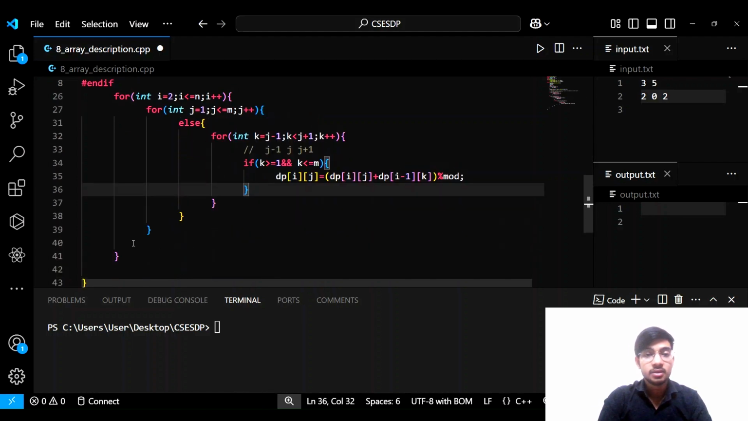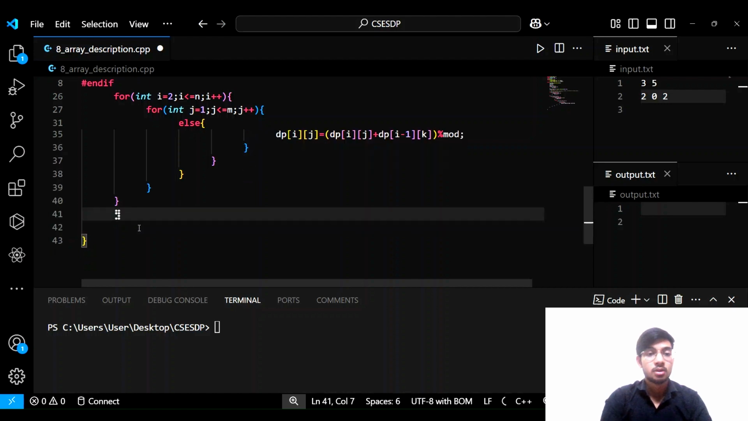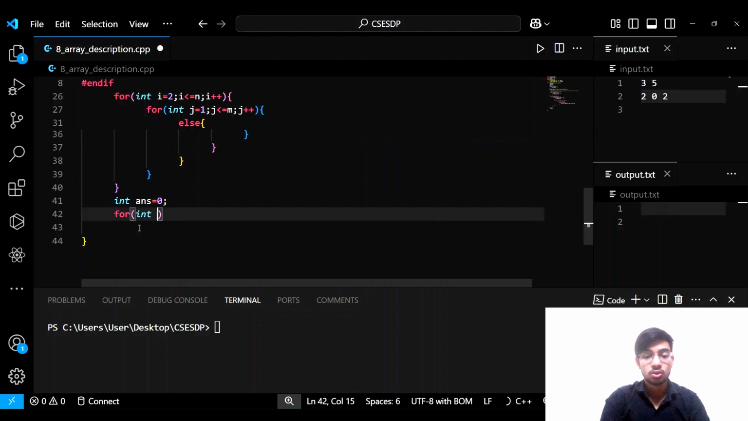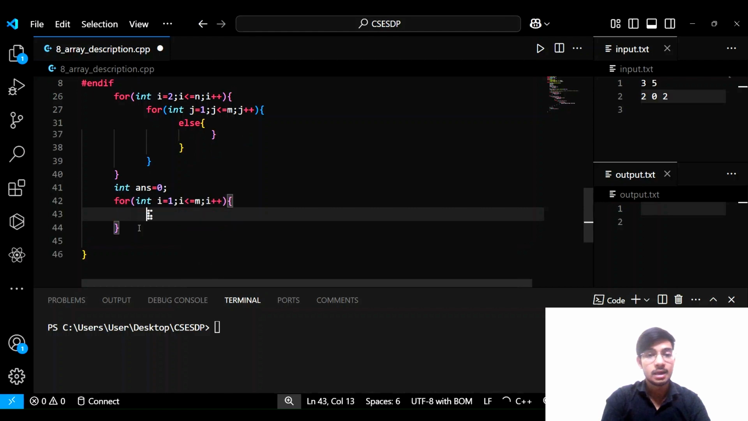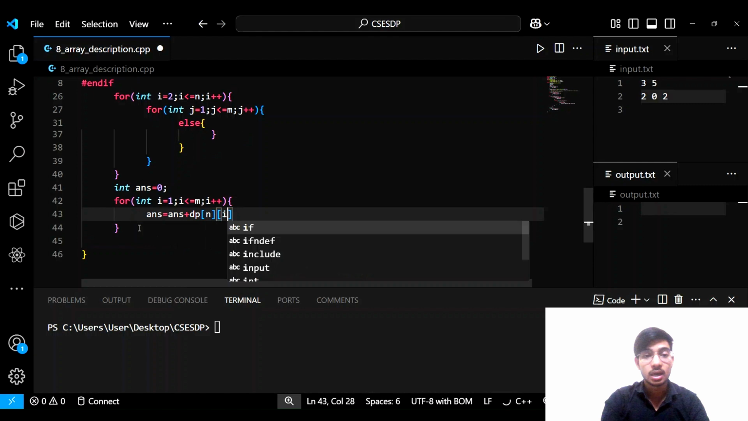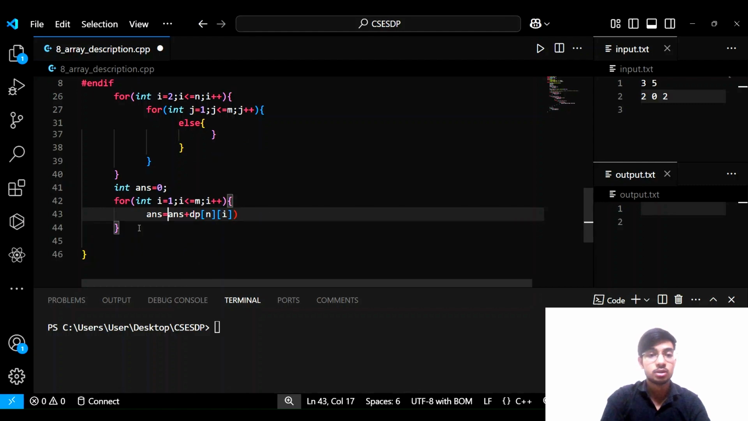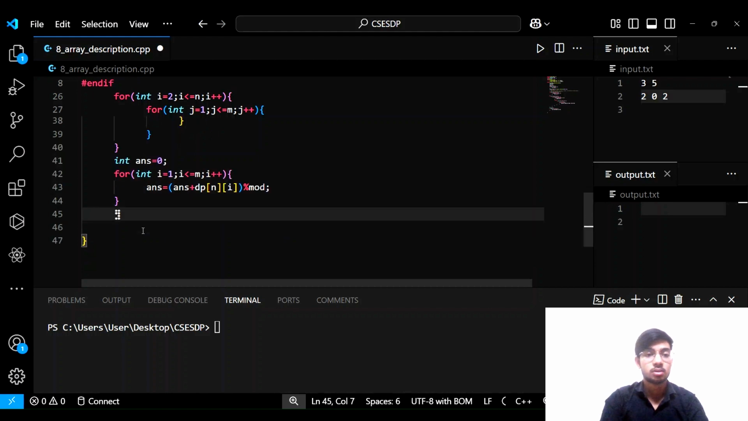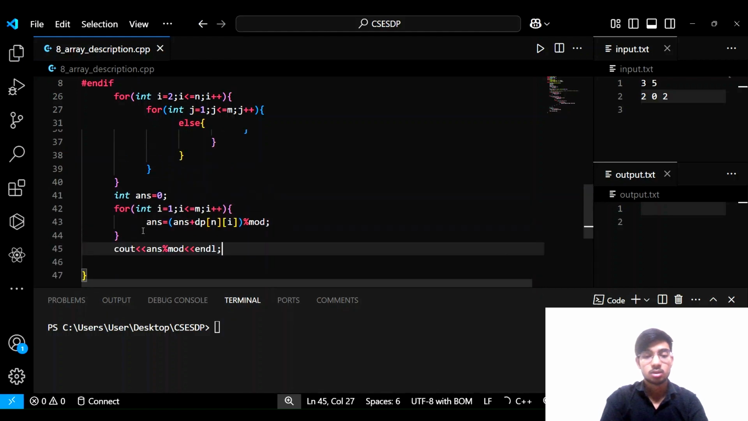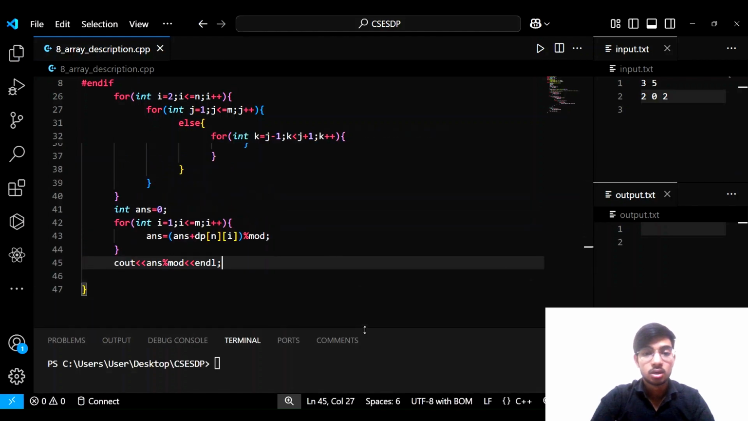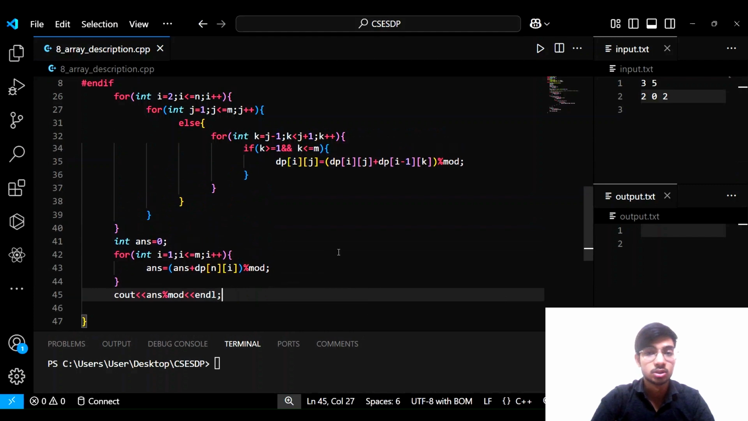Now next, we have to construct our answer. What will be the answer? So let's initialize our answer. For int i equals 1, i less than or equal to m, i plus plus, answer equals answer plus dp[n][i]. Let's take the mod, percent mod, right? And then you just return the answer, right? Now, how is this answer constructed?